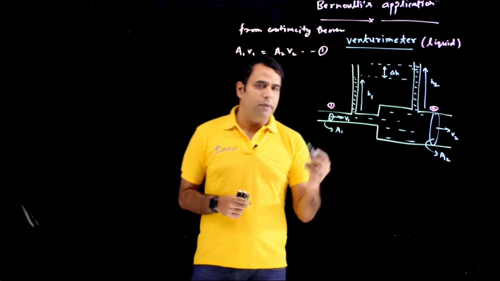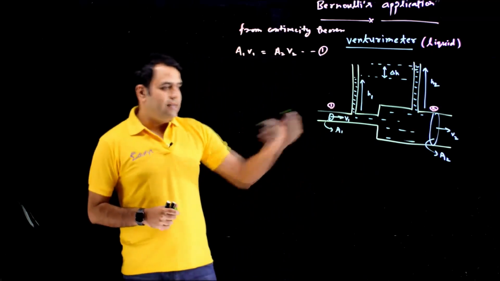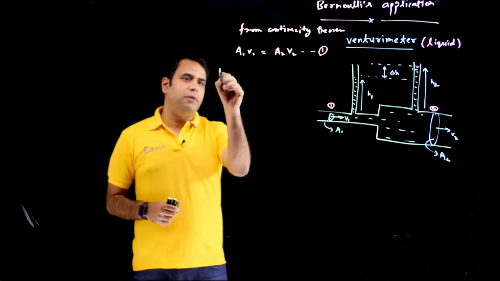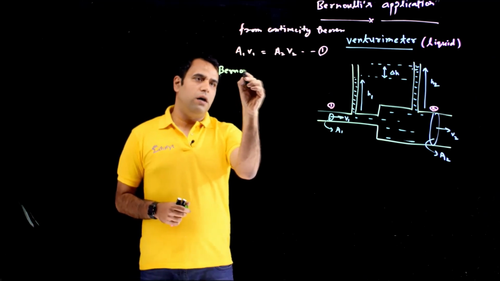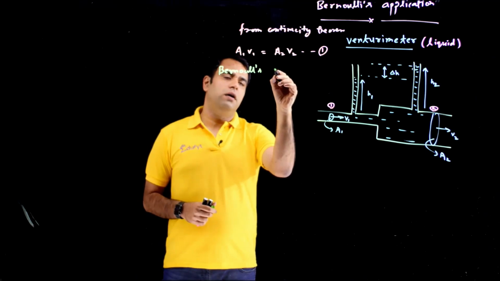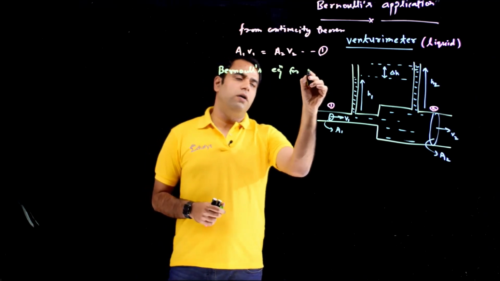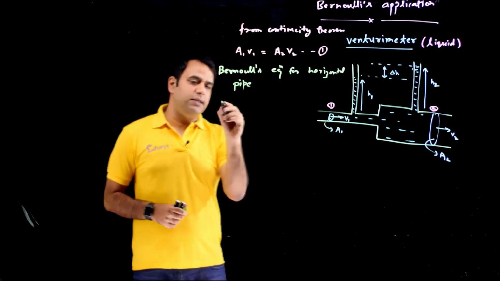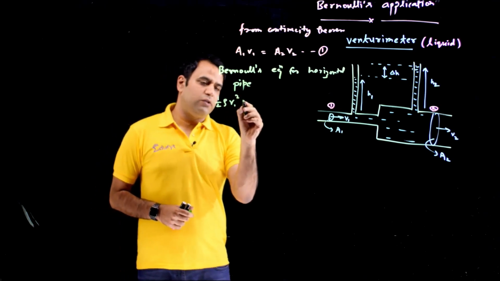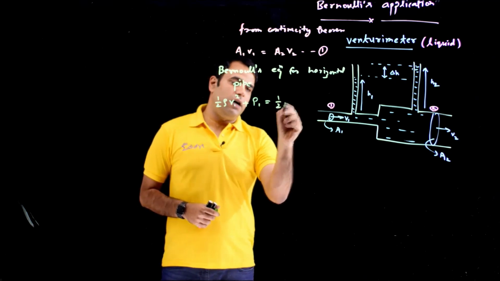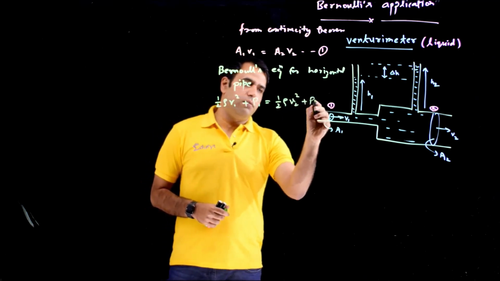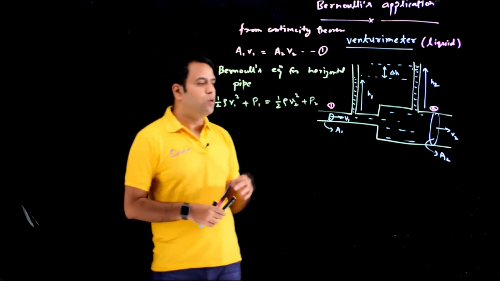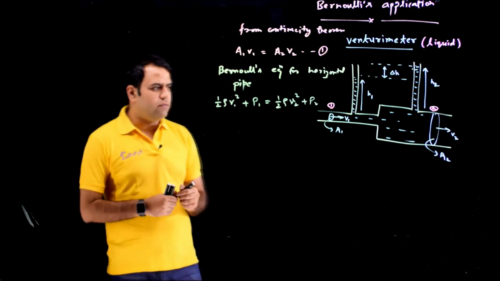So we'll apply Bernoulli's theorem at this point and at that point. It is a horizontal pipe, so you can neglect that variation. Since this is a horizontal pipe, let's apply Bernoulli's. For a horizontal pipe, the equation is half rho V1 square plus P1 equals half rho V2 square plus P2. This is the equation. And since this is a horizontal pipe, the rho g H1 and the rho g H2 terms we neglect. They are equal and cancel out.